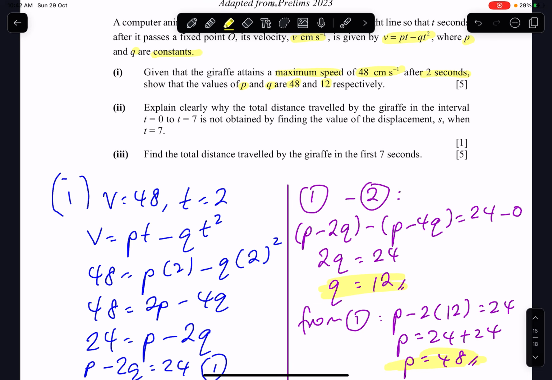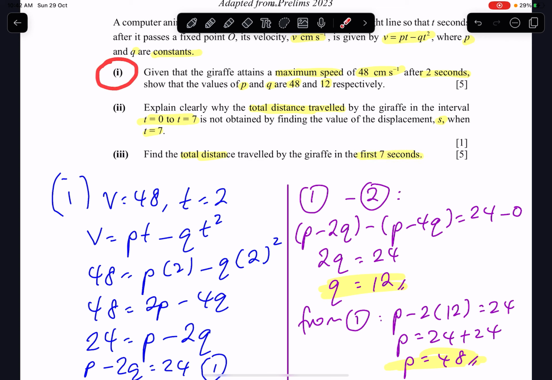Part 2, explain clearly why the total distance travelled by the giraffe in the interval t equals 0 to t equals 7 is not obtained by finding the value of displacement when t is 7. Okay, that's the second question. For the last part, find the total distance travelled in the first 7 seconds.